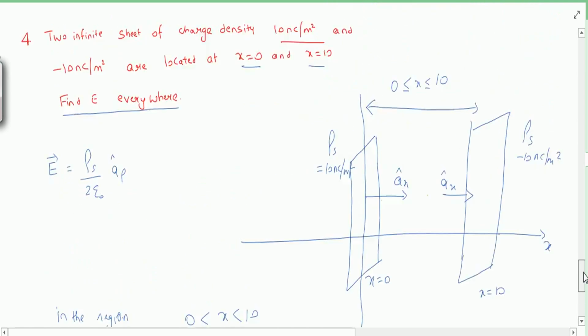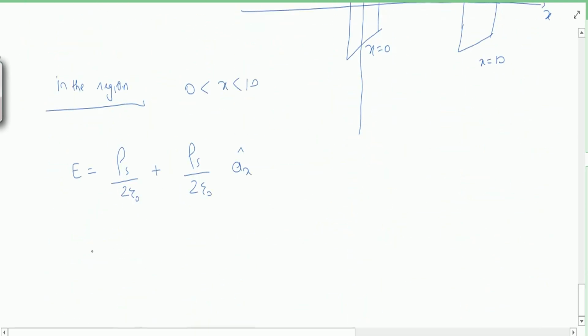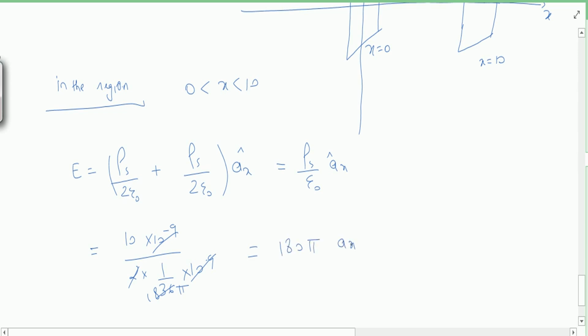What is rho s? It is 10 nanocoulomb, so I can write it as 10 into 10 to the power minus 9. We can simplify this first. Rho s by 2 epsilon naught and rho s by 2 epsilon naught will become rho s by epsilon naught ax cap. So here, 10 to the power minus 9 divided by epsilon naught, whose value is 1 by 36 pi into 10 to the power minus 9. This gets cancelled, and here this is actually pi. So what is remaining? 18 into 10, so it is 180 pi ax cap volt per meter.